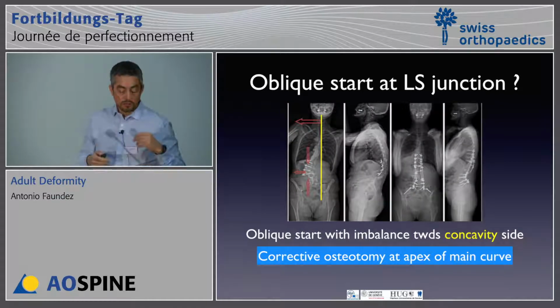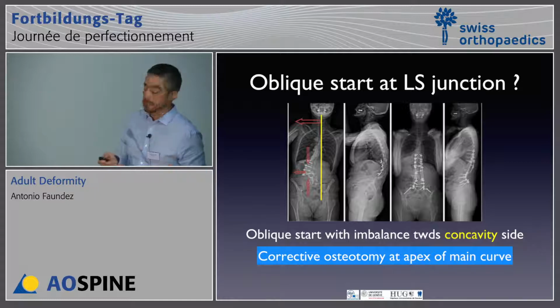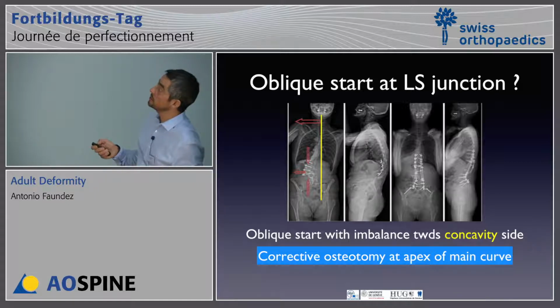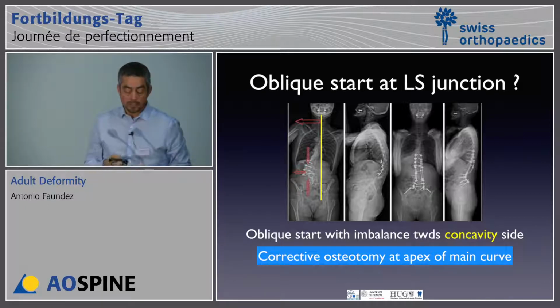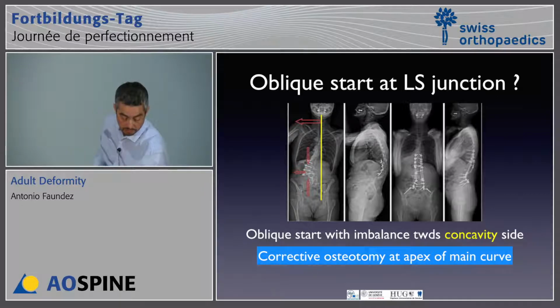If, on the other hand, you have an oblique take-off with the imbalance that goes towards the concavity side, this is a completely different approach. In this case, it is recommended to perform an osteotomy at the apex of the main curve to bring back the patient into balance.